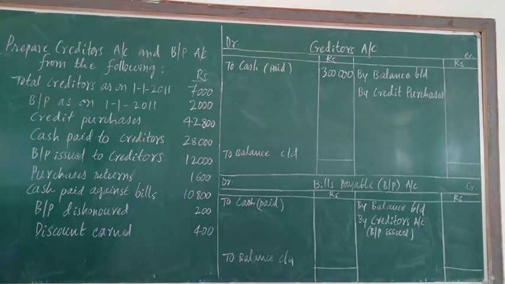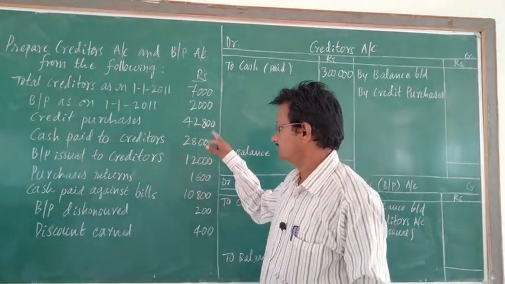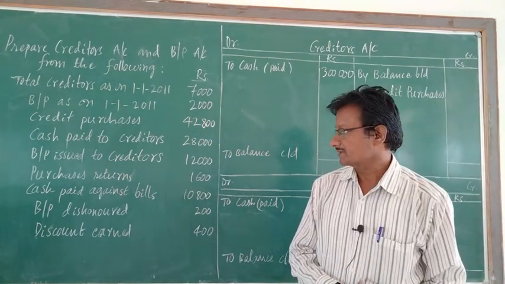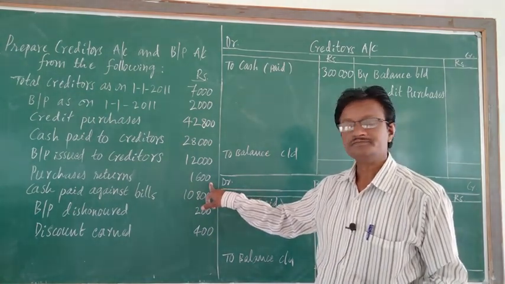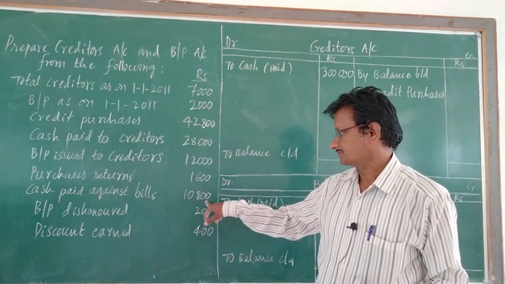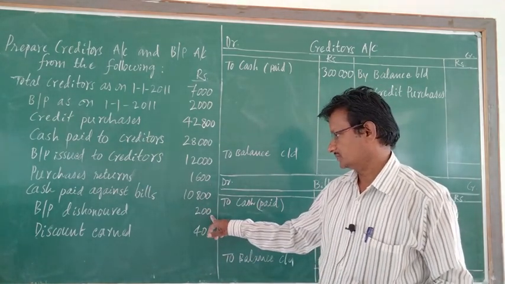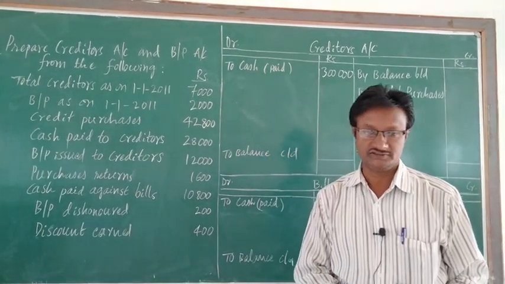1/1/2011 2,000, credit purchases 42,800, cash paid to creditors 28,000, bills payable issued to creditors 12,000, purchases returns 1,600, cash paid against bills 10,800, bills payable dishonored 200, and the last item, discount earned, is 400.